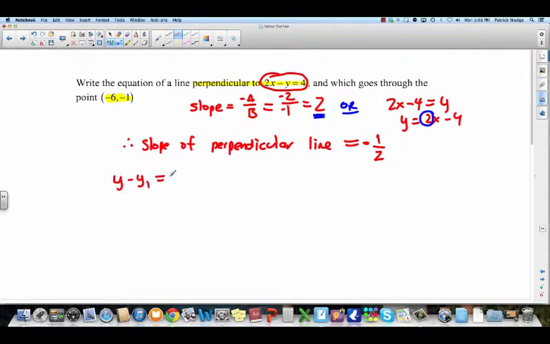First of all, we're going to put it into slope point form. So y minus the y value, which is negative 1. Y take away negative 1, that's y plus 1, equals the slope, which is negative 1/2. And then x take away the x value, so it's x take away negative 6, or x plus 6. That there is point slope.